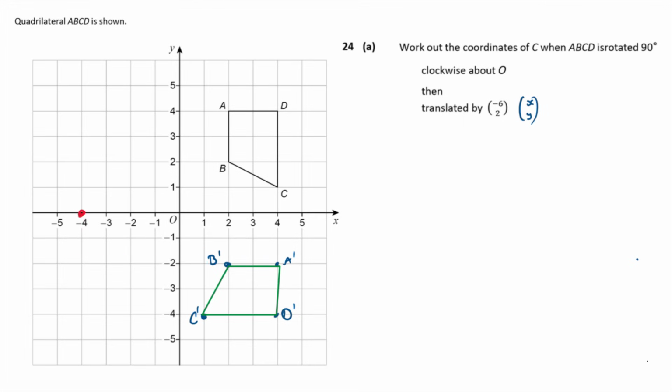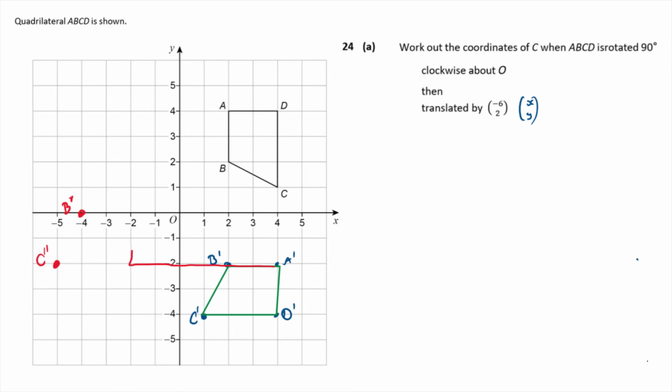Okay. Just get rid of that. So that's going to be my B dash. So it's not, it's going to be B double dash. Do the same thing with C. So if I start at C and I go 1, 2, 3, 4, 5, 6 to the left and 1, 2 up, takes me to that point there. That's going to be C double dash.